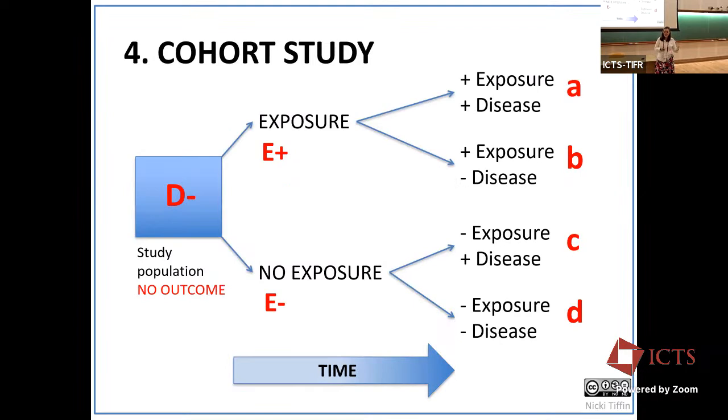So again, you can build the same 2x2 tables, bearing in mind that there's a time element. We have a study population with no outcome. They're each exposed or not to certain exposures. And then you have the groups at different times, or who had the exposure and the disease, etc. So it's a fairly repeating pattern how we pull these data together.